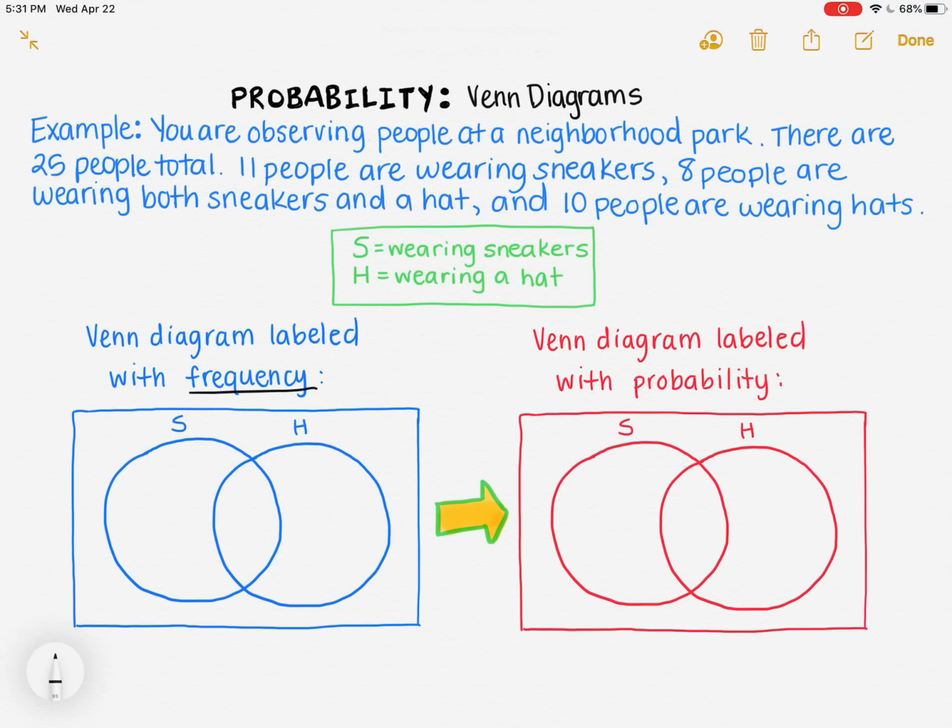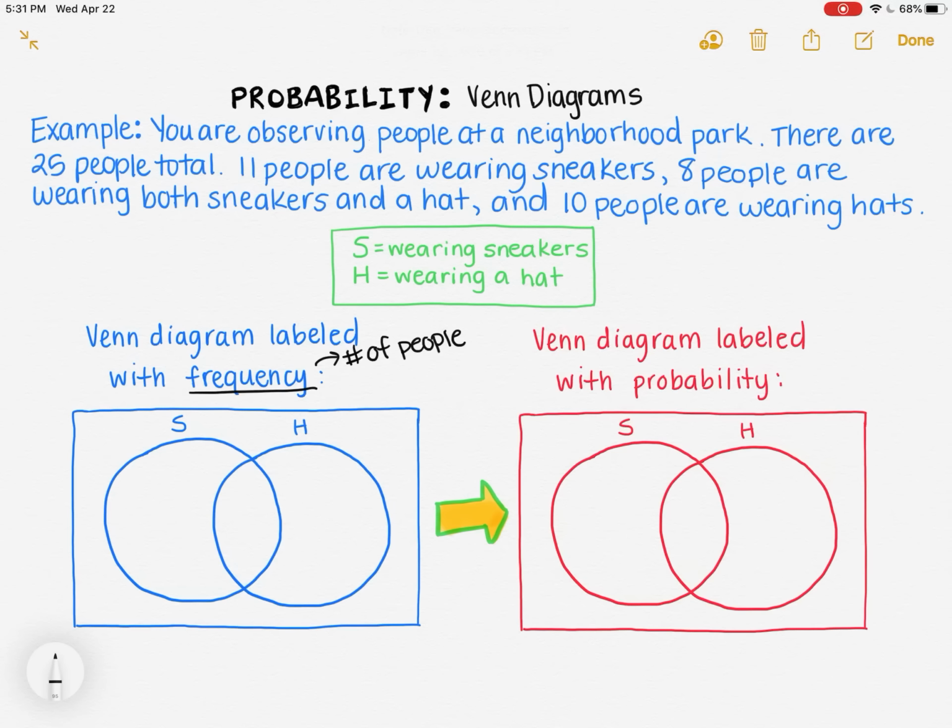Let's start by filling in the Venn diagram labeled with frequency. Frequency means that we are going to count the number of people that fall into each section of the diagram based on the information given in the description. In this example, we are observing people at a neighborhood park. As you can see, the Venn diagram has already been labeled with an S on the left circle to represent people wearing sneakers and an H on the right circle to represent people wearing a hat.